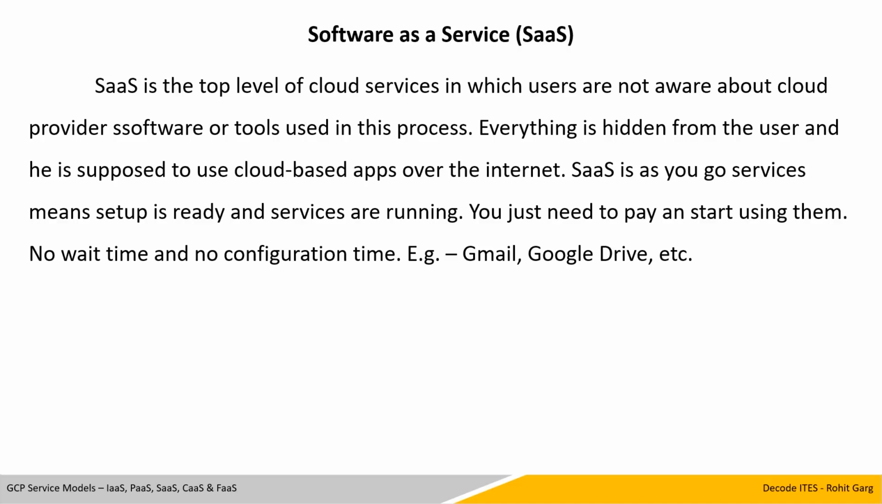Software as a Service, SaaS. SaaS is the top level of cloud service in which users are not aware of the cloud provider software or tools used in this process. Everything is hidden from the user and he is supposed to use cloud-based apps over the internet. SaaS is a pay-as-you-go service, meaning setup is ready and services are running. You just need to pay and start using them. No waiting or configuration time is required. Gmail and Google Drive come under SaaS services.